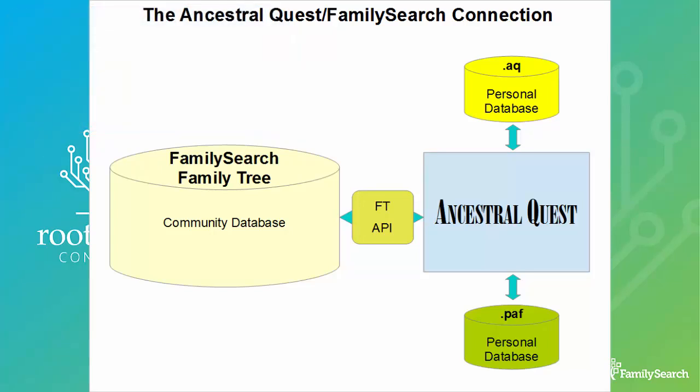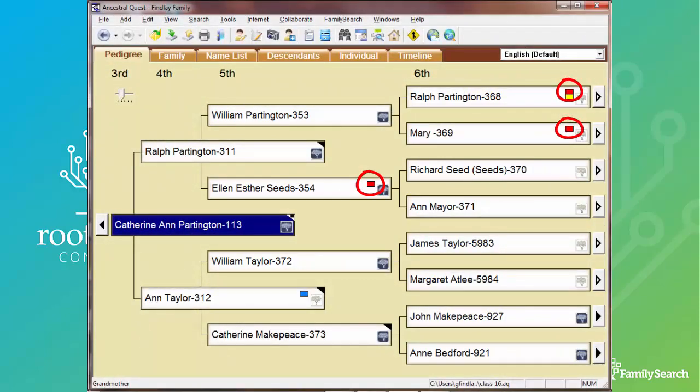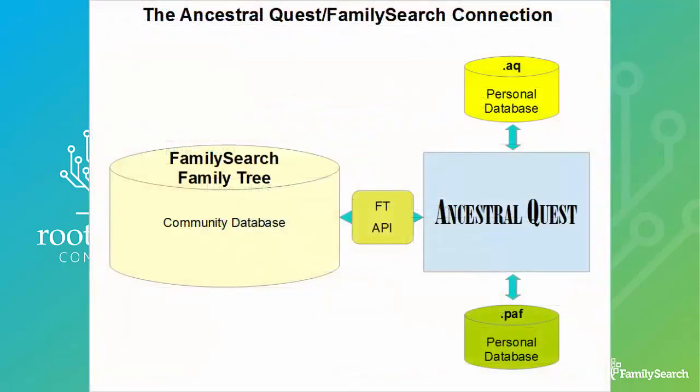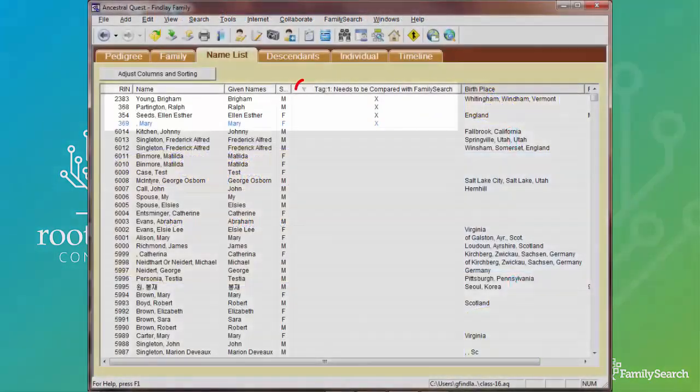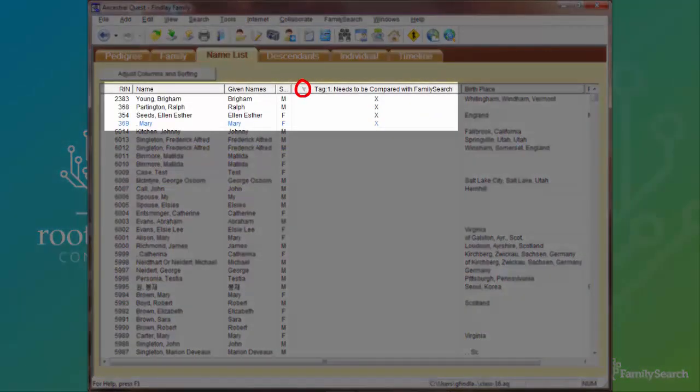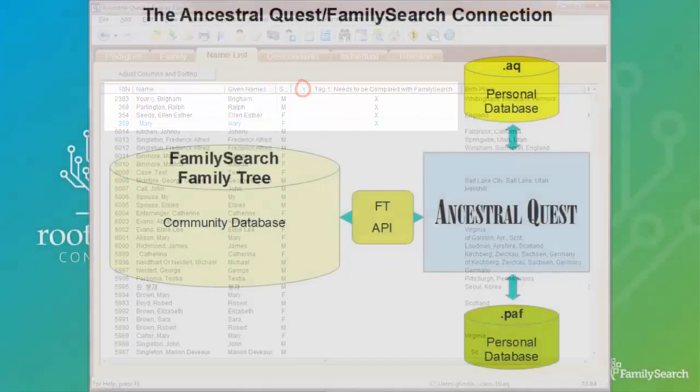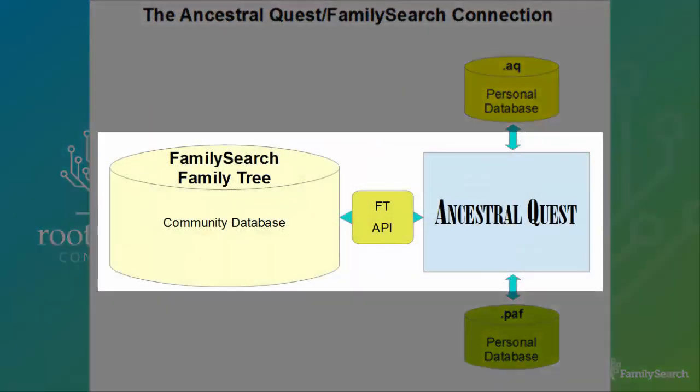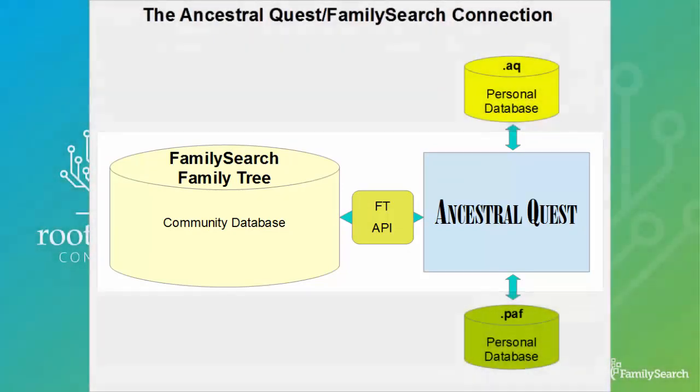Let me mention some tools in Ancestral Quest that will help. When you add records to your file, or find better information about records during your research, Ancestral Quest provides the ability to place a tag on such records as an indicator that this record will eventually need to be added to or updated to FamilySearch. When you're ready to upload your findings to FamilySearch, Ancestral Quest can quickly show you all records that have been tagged. Ancestral Quest received an award from FamilySearch for having the most comprehensive set of tools to easily and quickly sync the records in your personal file with the FamilySearch family tree.